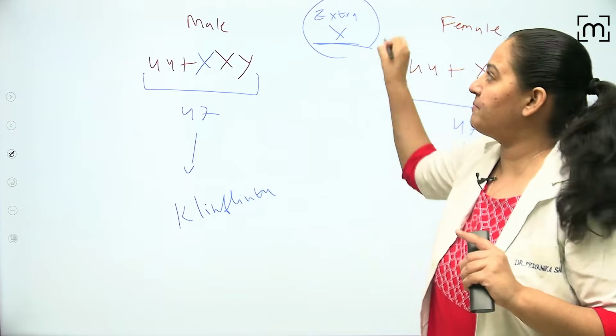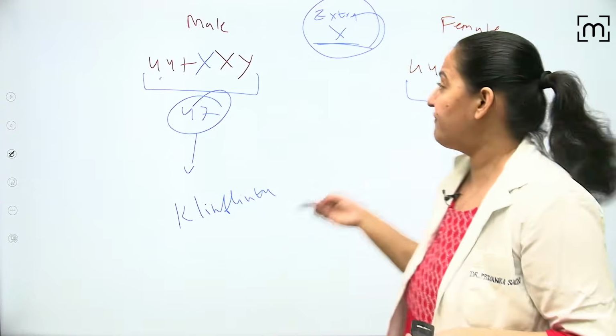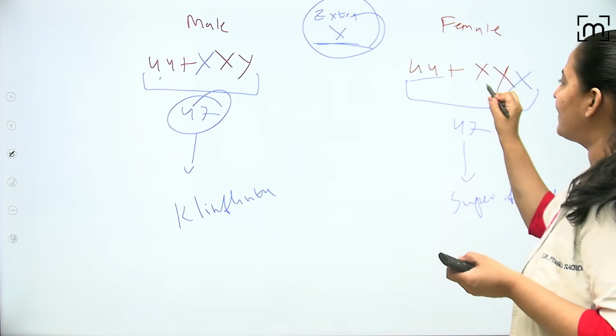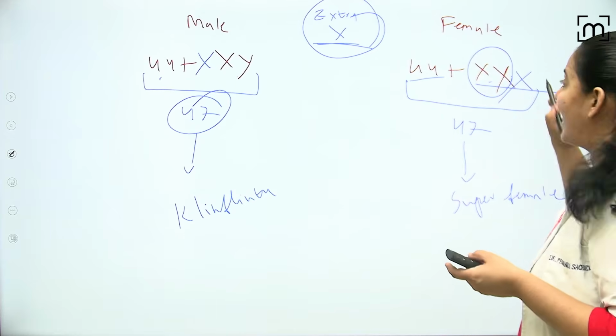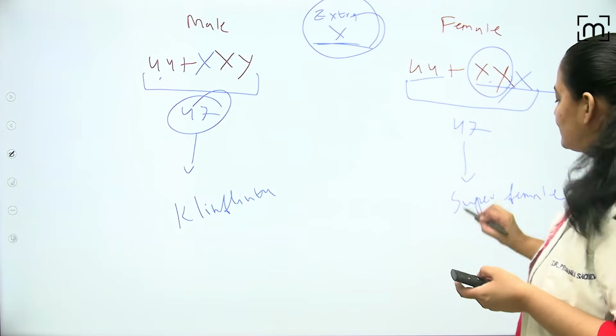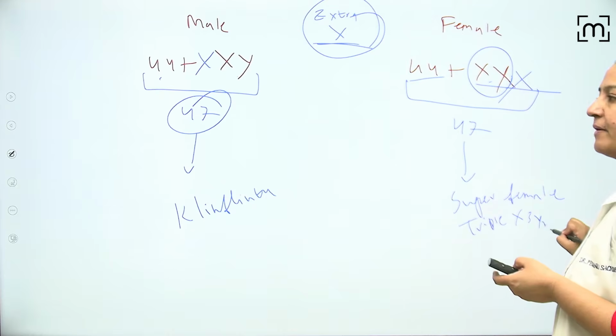If the extra X is in a male, it is 44 plus XXY, total 47. If the extra X is in a female, it is 44 plus XXX, because a normal female is already XX. One extra X is present, triple X. This super female is also known as triple X syndrome, or super female syndrome.